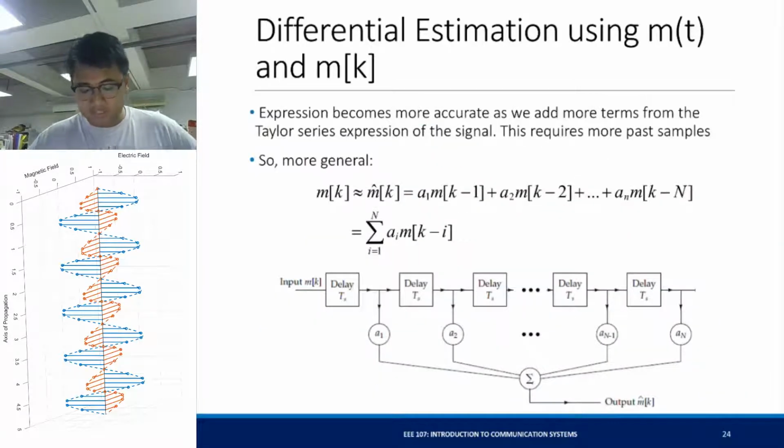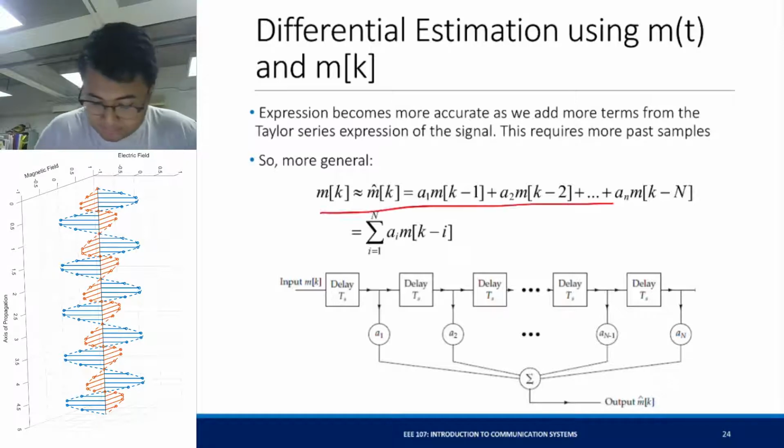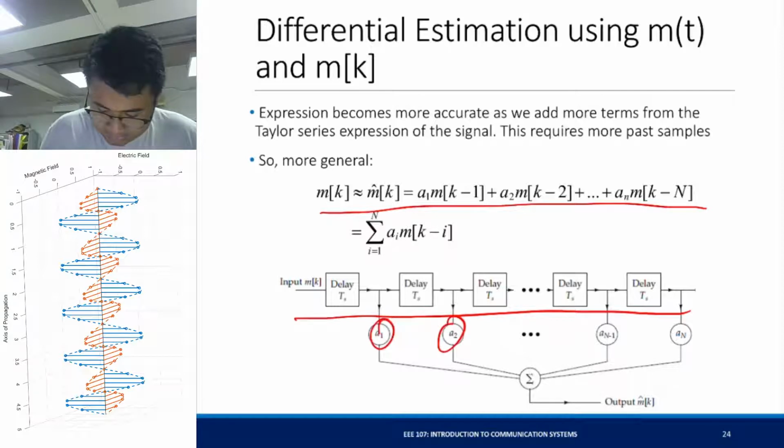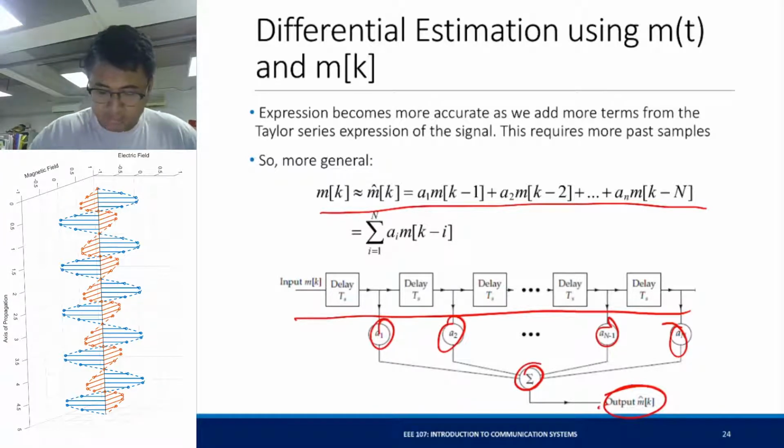So if we only know the difference between the two samples, we're still able to estimate the current output. If we use more samples, the expression becomes more accurate and we add more terms. In general, it looks like this, and you can implement that using a delay line with some weights, and you add them all up so you get your output. But your system becomes more complex.